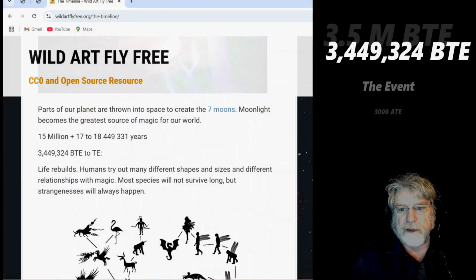That happened 3,449,324 years before the event. Parts of our planet are thrown into space to create the 7 moons. Moonlight becomes the greatest source of magic for our world.